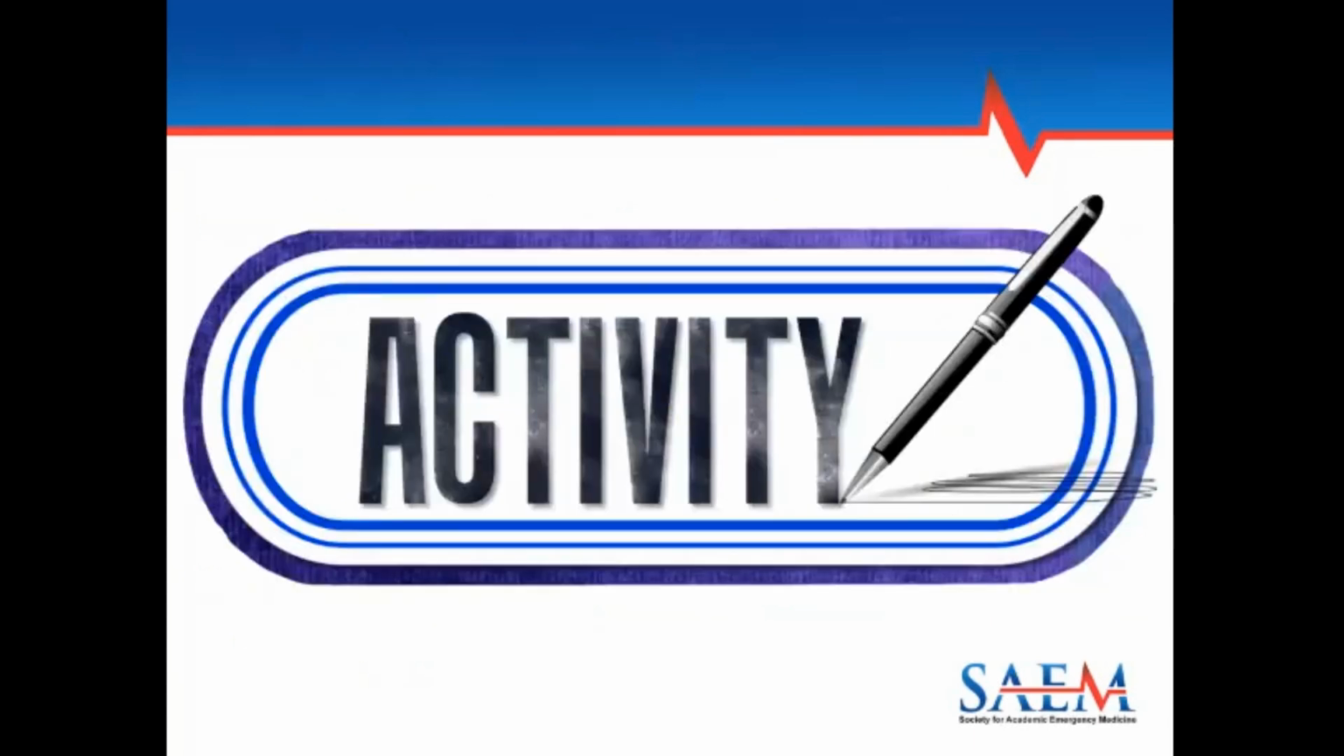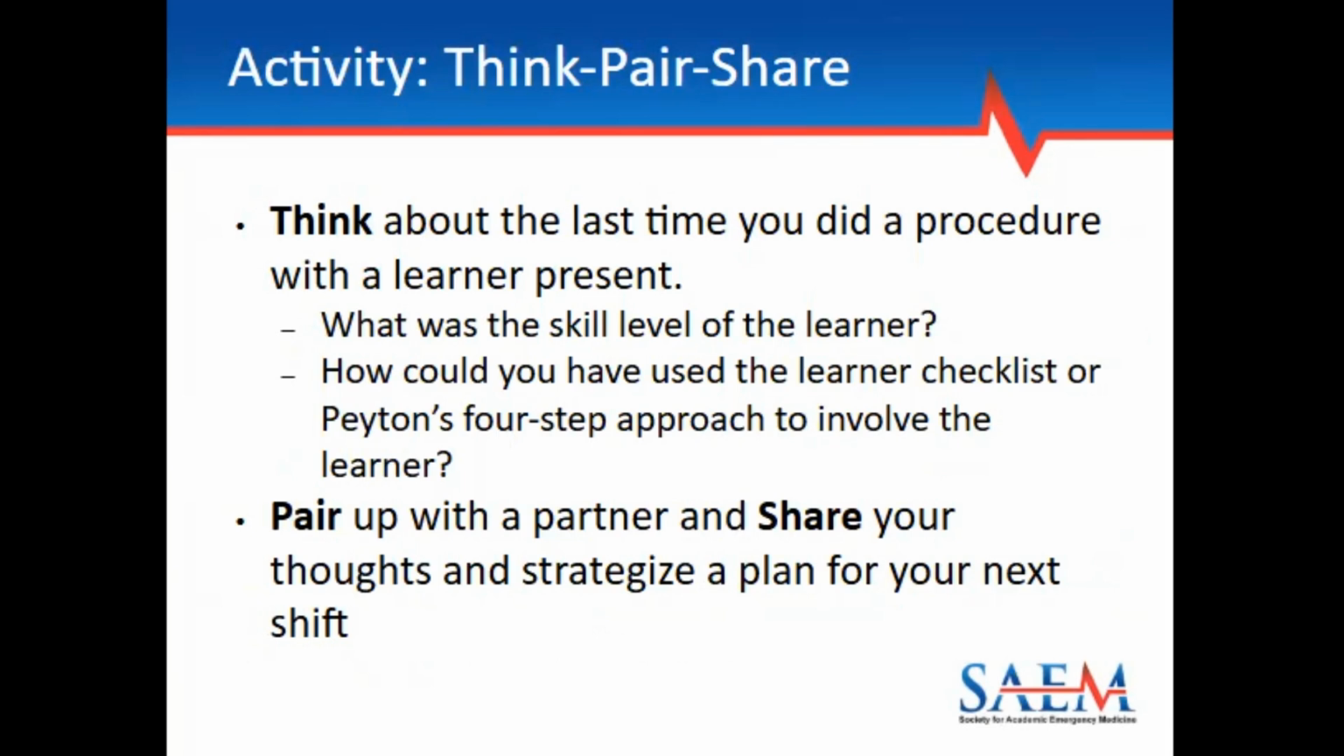It's time for our post-curriculum activity. Use the activity printout accompanying this module to assist with the exercise questions. Think about the last time you did a procedure with a learner present. What was the skill level of the learner? How do you know? How could you have used the learner checklist or Peyton's 4-step approach to involve the learner? Pair up with a partner and share your thoughts. Strategize a plan for teaching a procedure on your next shift.